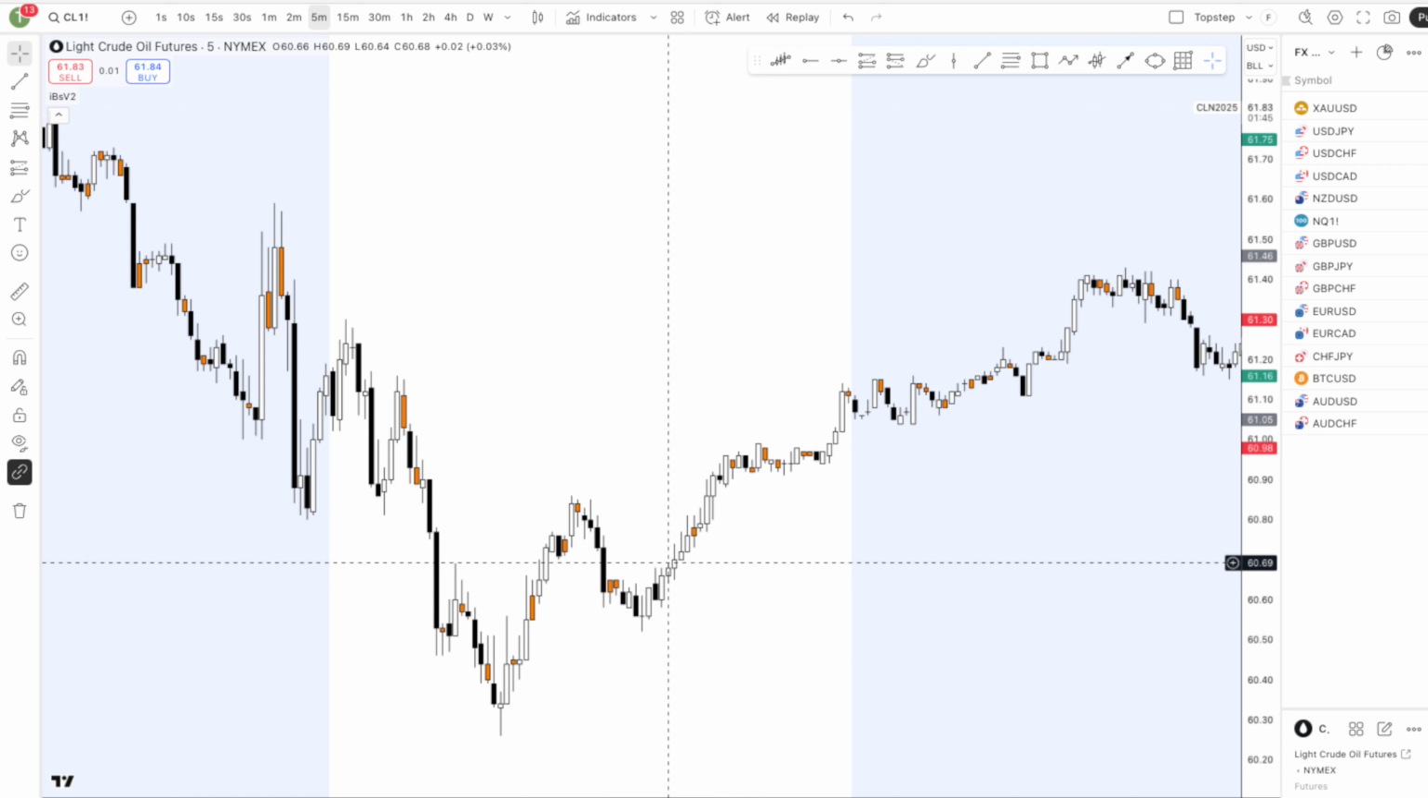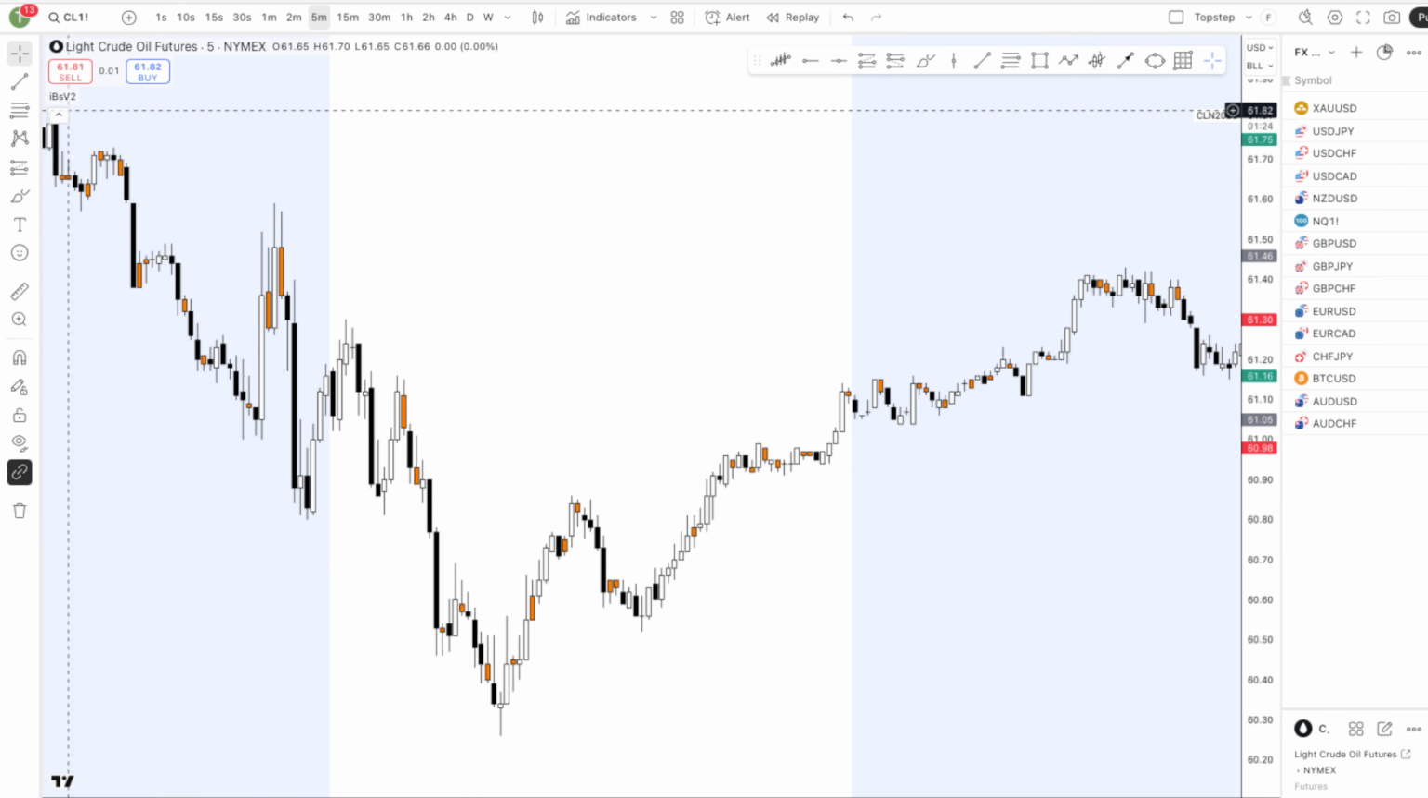Right, okay. Crude oil. This works really well with crude oil. I don't see many traders trading crude oil, but I like it, and it works really, really well for me. There's one indicator you need on TradingView. It is IBSV2. And that's it there. You don't need to do anything to it. Just add it to your chart.